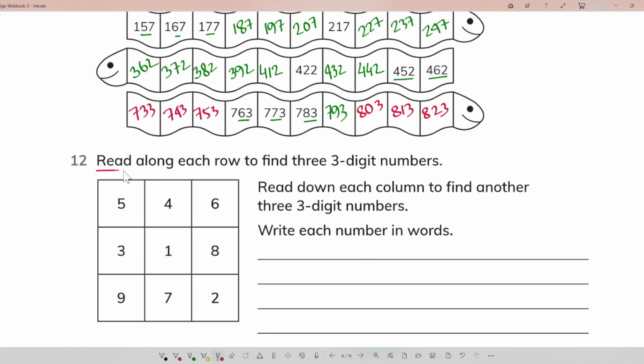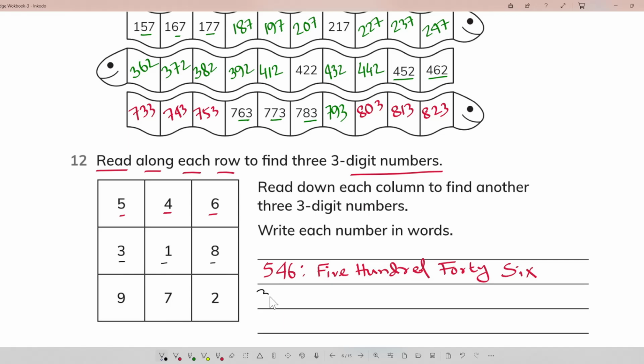Now read along each row to find the 3-digit numbers in each row. So here is 546. So write each number in words. So 546, what? 546. It means 500. Then 46. It means 46, right?